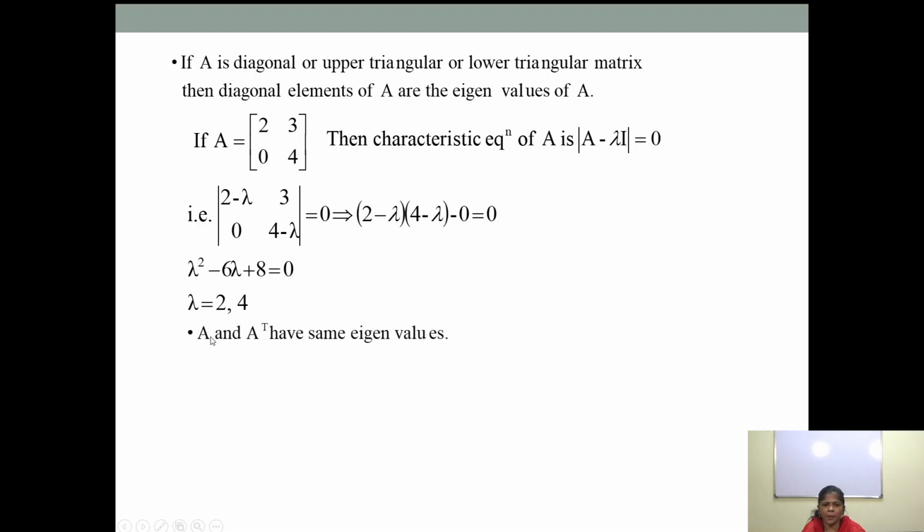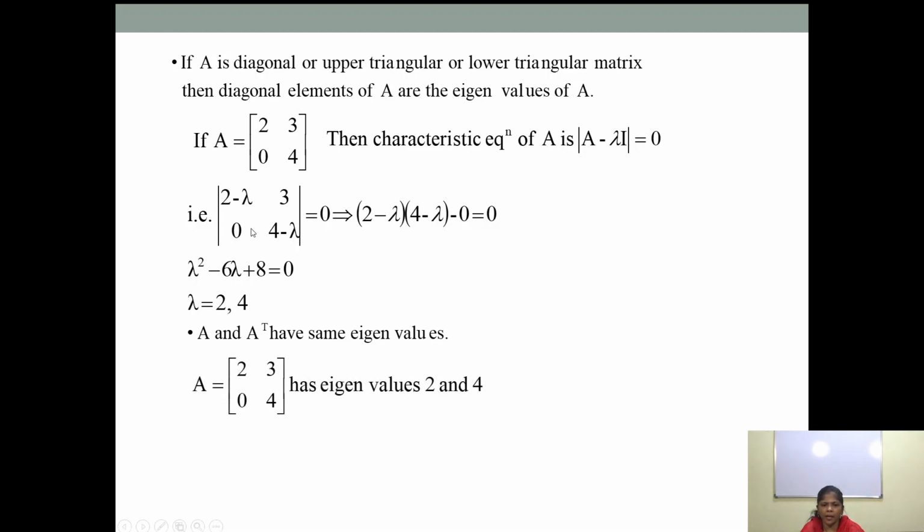The next property is: A and A transpose have the same eigenvalues. A and A transpose have the same eigenvalues because it goes with the types of row operations, and as we know, row operations do not change the nature of the matrix in its characteristic case.